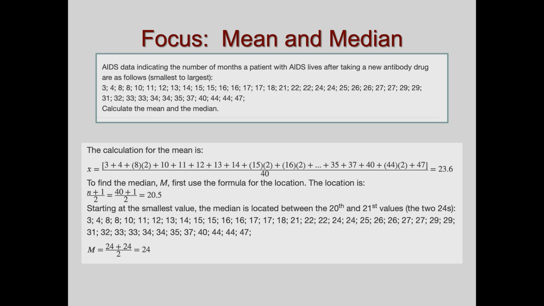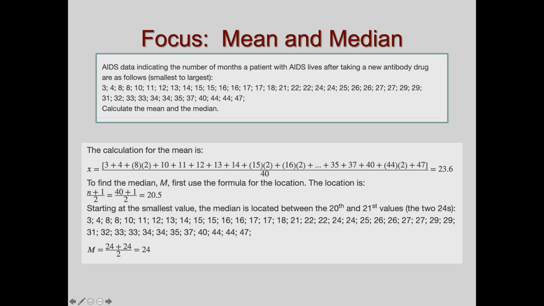Okay, so now we're going to focus on mean and median a little bit, and try to indicate some ways to do this with large groups of data. Okay, so here's one for you. AIDS data indicating the number of months a patient with AIDS lives after taking a new antibody drug are as follows, and they are in order from smallest to largest. Calculate the mean and the median.